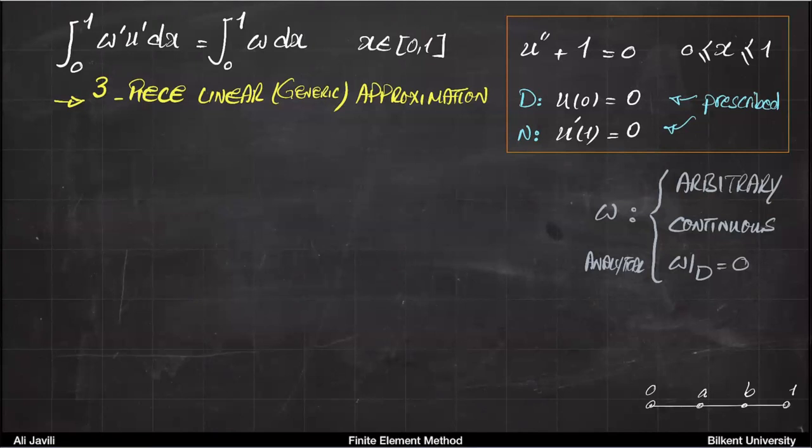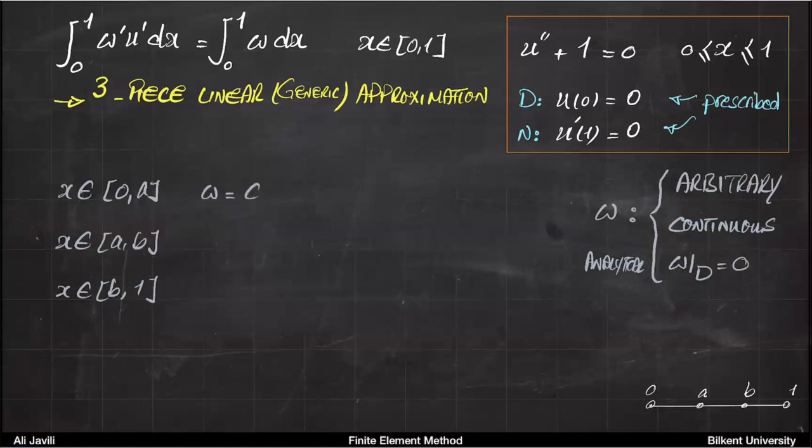So you would say if X is from 0 to A, that is the first piece; if X is from A to B, second piece; and if X is from B to 1, third piece. In the first piece, let's say W is C1X plus C2. So we do linear approximation. Each of these, as you can see, is linear. U1 is F1X plus F2. Then W is D1X plus D2.